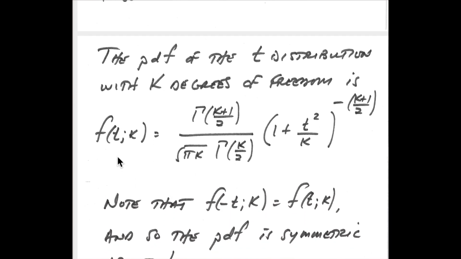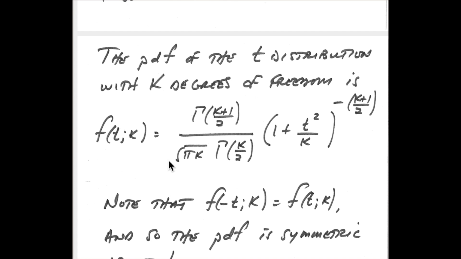Now, the PDF of the t-distribution with k degrees of freedom is equal to the gamma function evaluated at (k+1)/2, divided by the square root of pi times k times the gamma function evaluated at k/2, all of that times the expression (1 + t squared over k) raised to the negative (k+1)/2 power. We can write it down fairly succinctly, but only because we're using the gamma function, which we know is actually an integral expression.